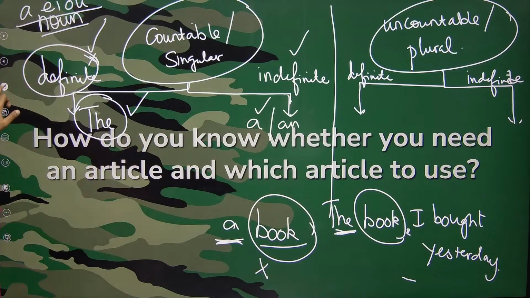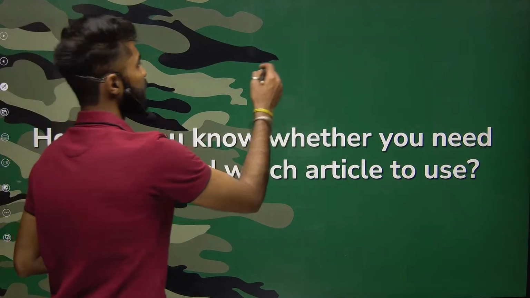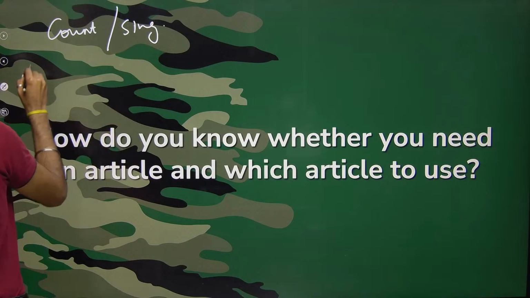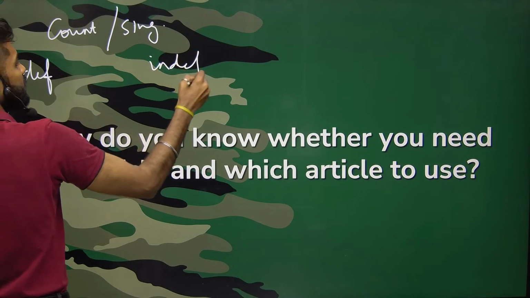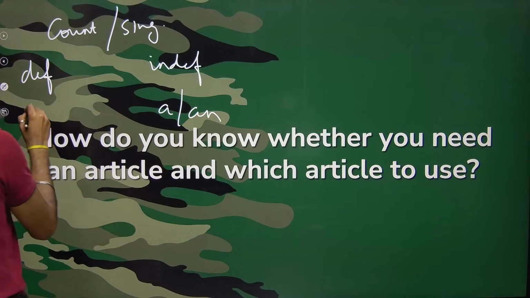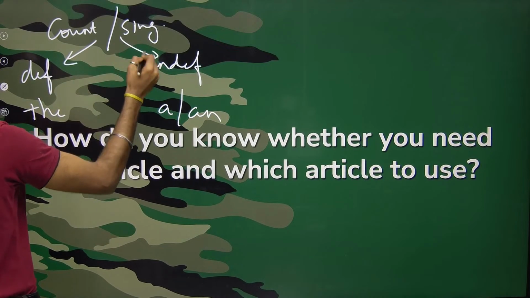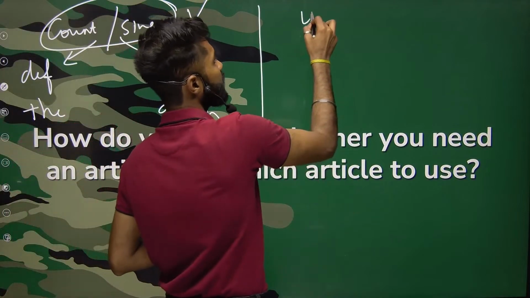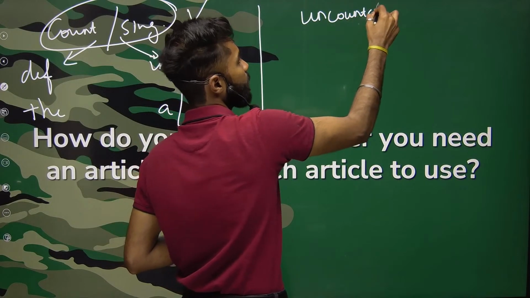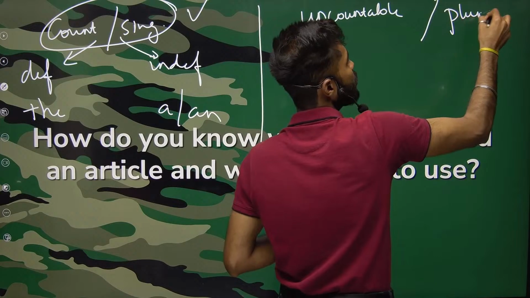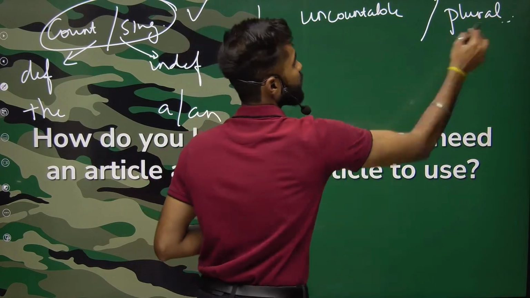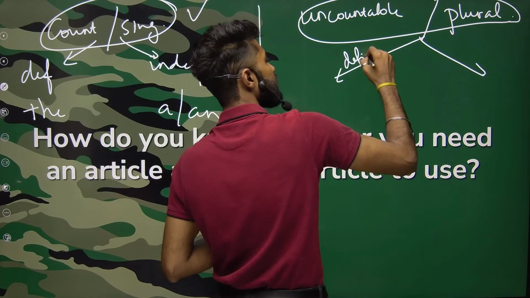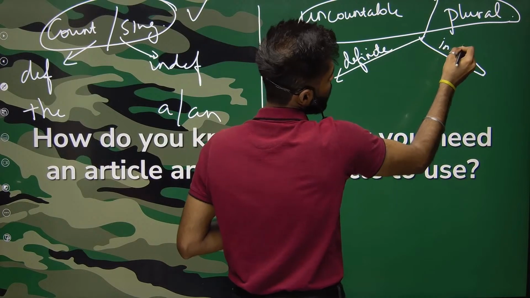Now let us see it for an uncountable noun. Here on this side: countable, singular, indefinite means a or an. Definite means the. So this part, countable or singular, we are done with. Now let us move to uncountable or plural. In this case, what am I going to do? Here again, two arrows: definite or indefinite.